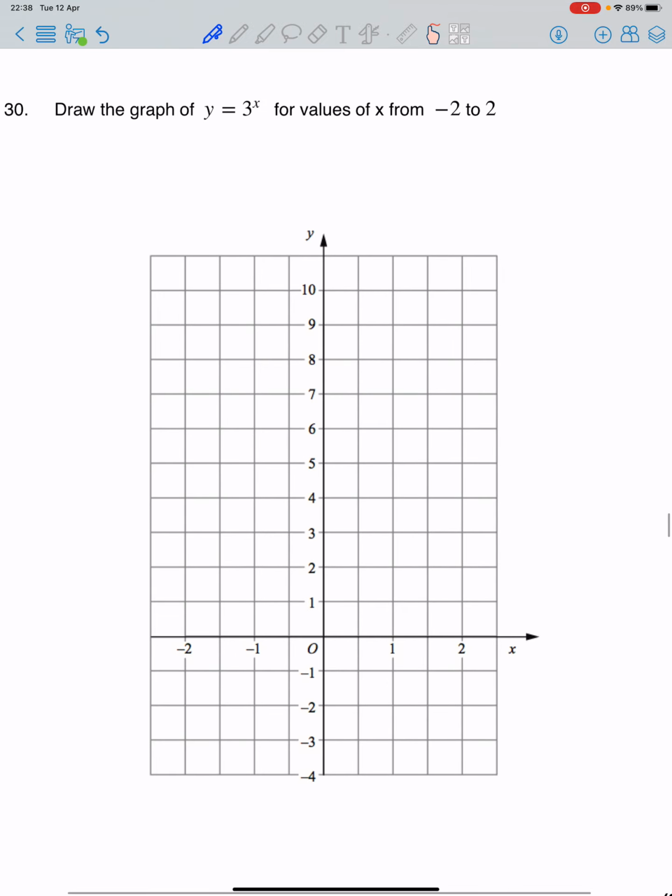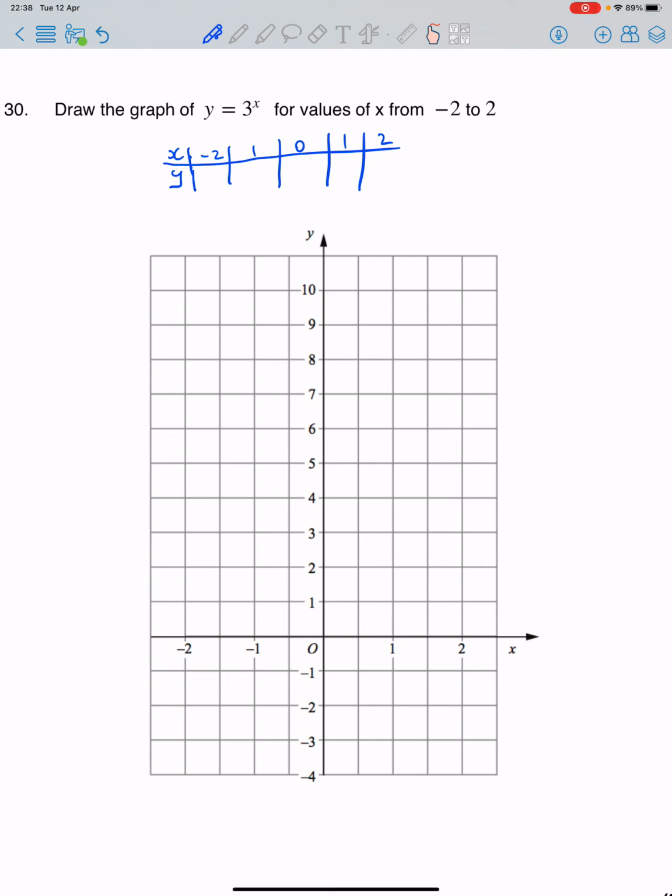Okay, next, draw the graph of y equals 3 to the power of x for values of x from -2 to 2. So we need to plot some points, and let's go. They're asking us to do it from -2 to 2, so let's work out some different values of x: -2, -1, 0, 1, and 2.